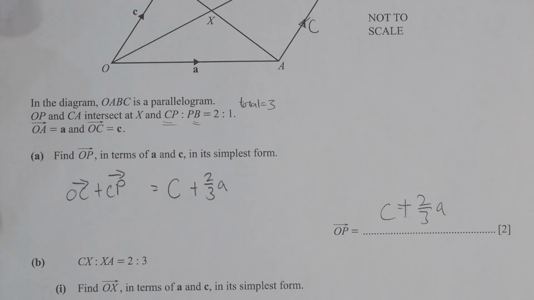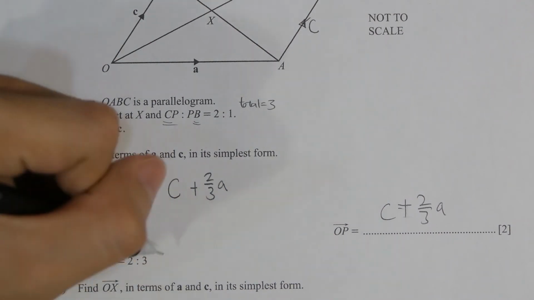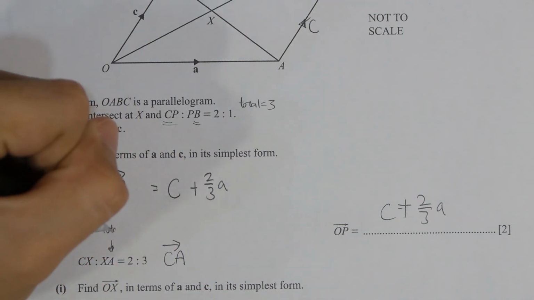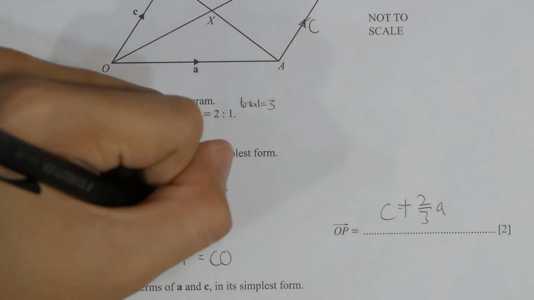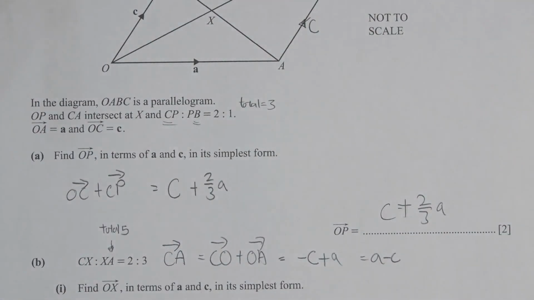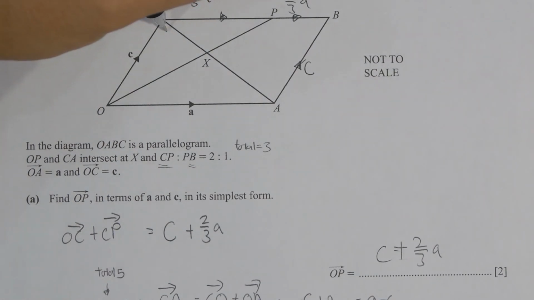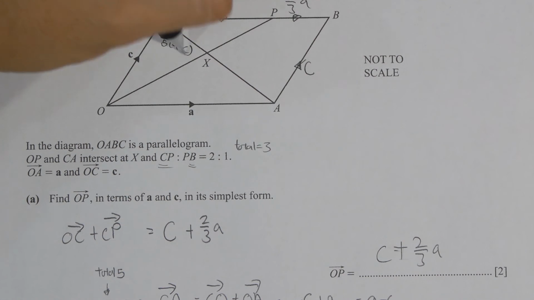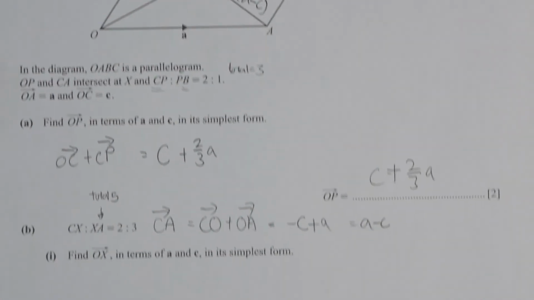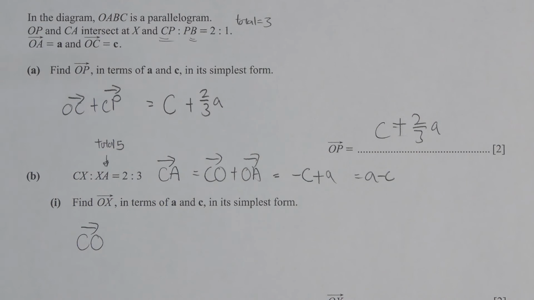And from the information from part B, CX to XA is 2 to 3. So this information gave us that the total ratio is 5. So CX will be 2 over 5 of CA, and XA will be 3 over 5 of CA. CA's value will be A minus C after the calculation by using CO plus OA. So for you to find OX in terms of AC, now we will be using OC plus CX. The result will be C plus 2 over 5 bracket A minus C. After the calculation, you will get OX value as 2 over 5A plus 3 over 5C.